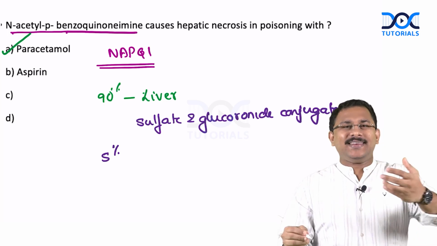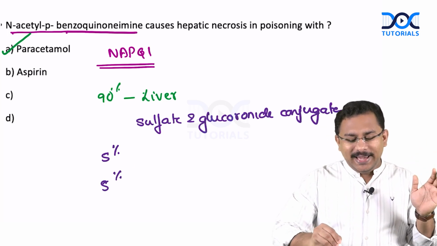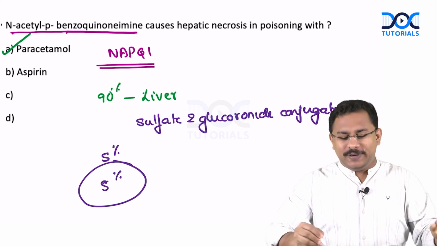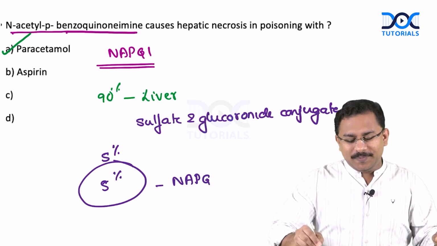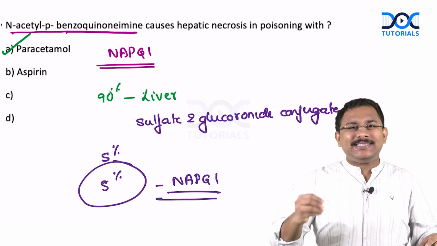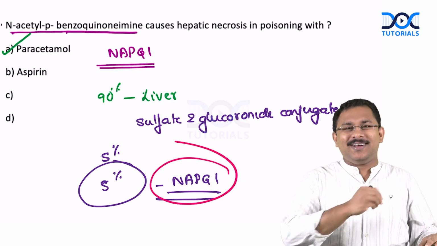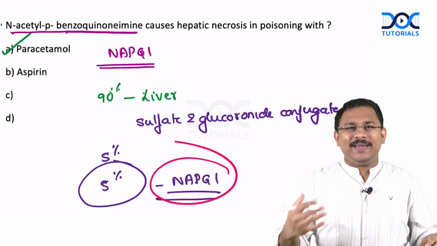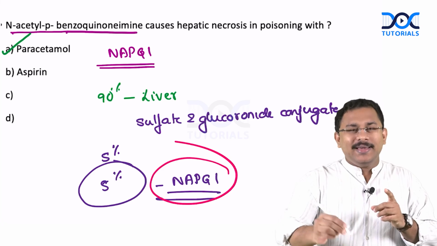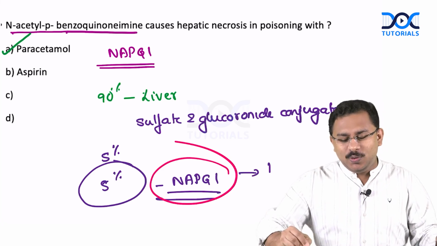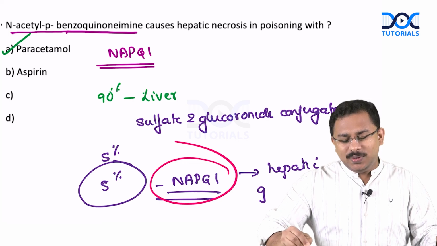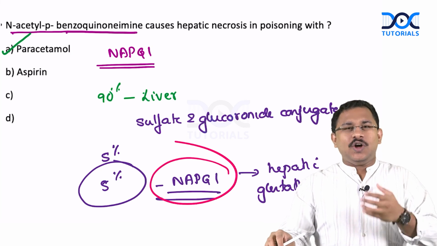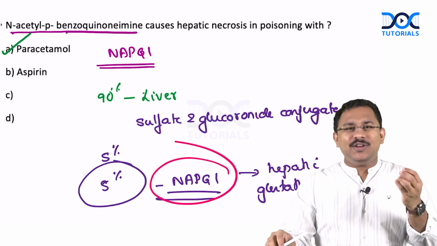5% is excreted unchanged in urine, whereas the remaining 5% is metabolized by the hepatic cytochrome P450 into NAPQ. This NAPQ is actually hepatotoxic, so I'm just giving it a red highlight. However, your body has a protective mechanism because this NAPQ is conjugated to the hepatic glutathione, and that results in non-toxic products which are then excreted in urine.